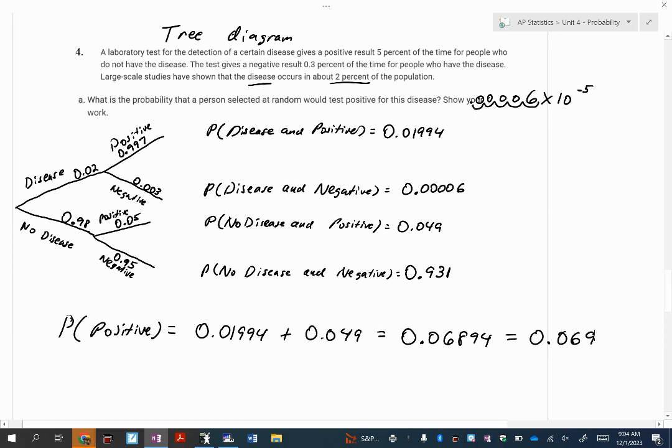So what is the probability? If you wanted to write a sentence, you would say the likelihood that a person selected at random would test positive for this disease is approximately 6.9%. You do not need to. It just says, what is the probability? Do I have the probability? I do.